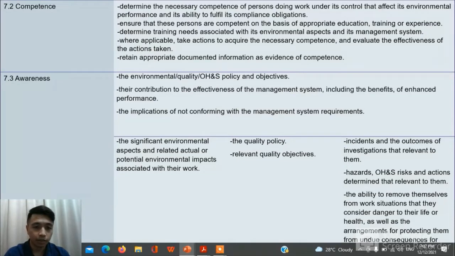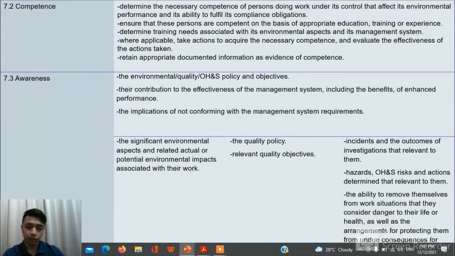And then their contribution to the effectiveness of the management system, including the benefits of enhanced performance. Lastly, the workers need to be aware of the implications of not conforming with the management system requirements. And then for ISO 45001, it states that the workers need to be aware of the incidents and the outcomes of the investigations that are relevant to them.